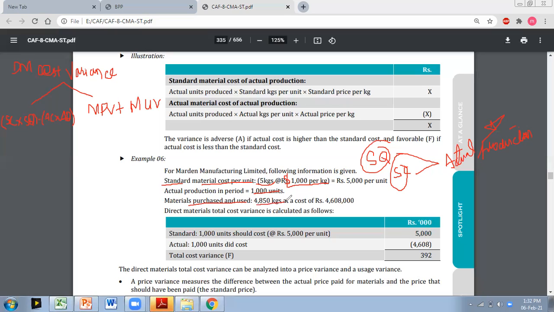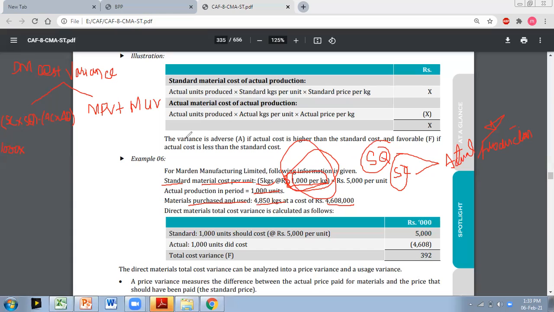4850 kgs were used at the cost of this. Now per unit cost is not given. They have given you how many kgs were used in total and the total cost. Now standard cost into standard quantity. What is the standard cost? It is 1000 per kg over here, right? It is 1000 per kg. So standard cost is 1000. Now what is the standard quantity?